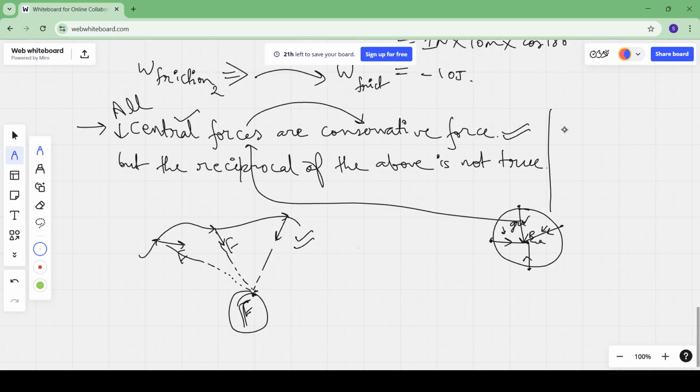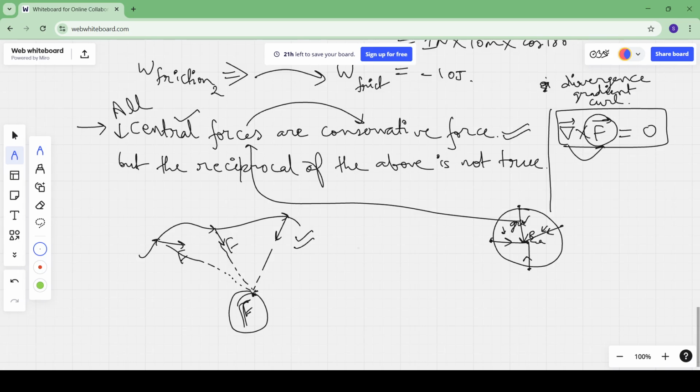There is also one point which you can use mathematically to calculate whether a force is conservative or not. This is one formula, or you can write it as an equation. This is called divergence, this is called gradient, and this is called curl. If the curl of any force is equal to zero, then that force is called a conservative force.